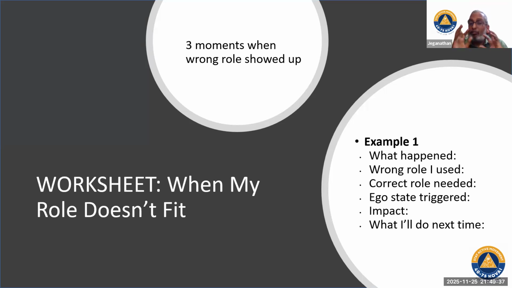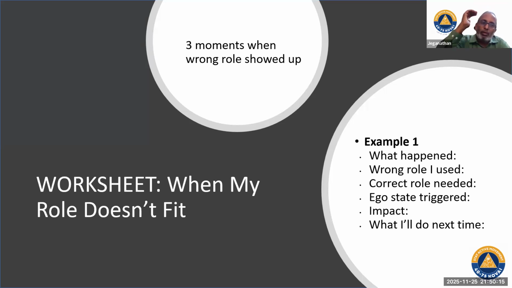So this gives you the awareness as to what you need to do the next time, right? What is the ego state triggered? The most important part, impact. So what would be the impact when you use the appropriate role? The private role, the social role, the professional role, and the spiritual role. Had you used that appropriately to that particular situation, what would have been the impact? And the last one, what I'll do next time. What is it that you're willing to do next time? That is a very important decision.